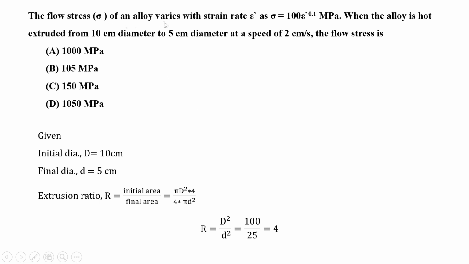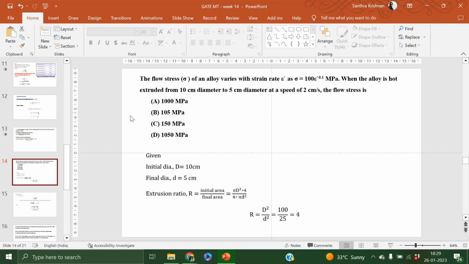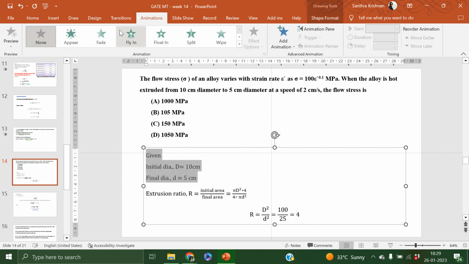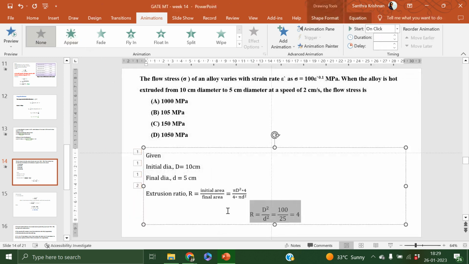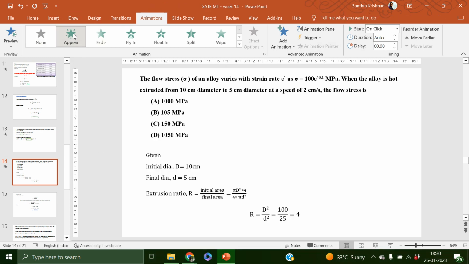The flow stress sigma of an alloy varies with strain rate epsilon dot as sigma is equal to 100 epsilon dot power 0.1 MPa. When the alloy is hot extruded from 10 centimeter to 5 centimeter diameter at a speed of 2 centimeters per second, the flow stress is dash. So four options are given to you. So can you please tell me the equation that we will be using for solving this question?